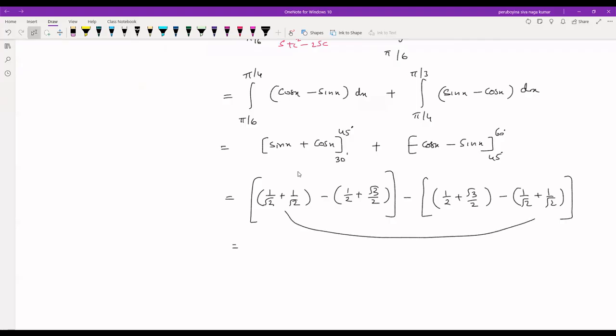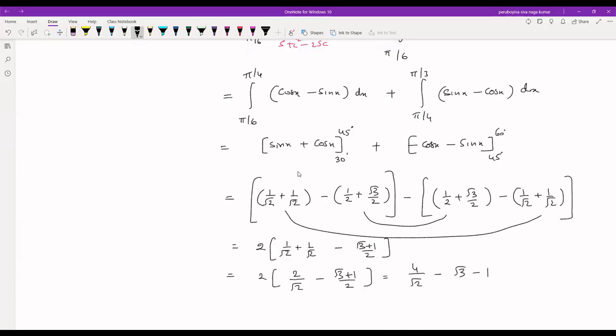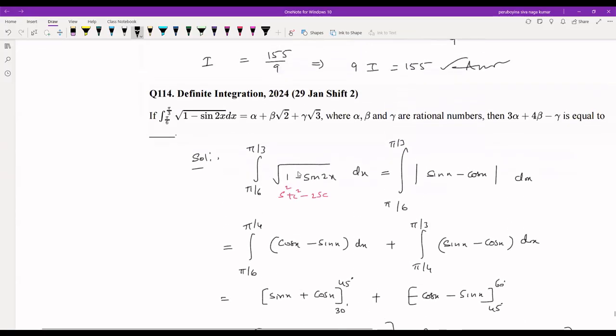These two things are repeated twice, and these are also repeated twice. So you can write 2 times of 1 by root 2 plus 1 by root 2, and then minus root 3 plus 1 by 2. I did the LCM. Multiply it: 4 out of root 2 minus 2 gets cancelled. Root 3 minus 1.